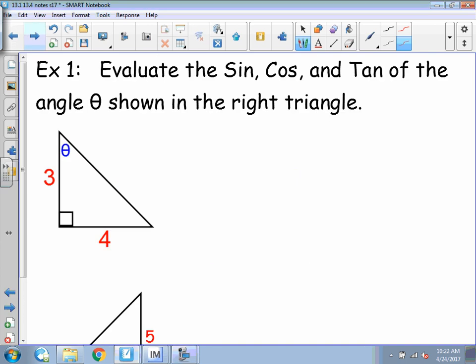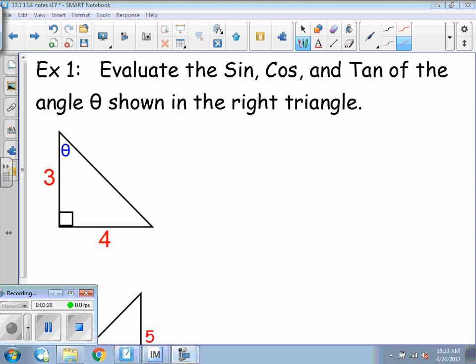So here's example 1. Now, in your homework, it's going to say find all 6 trig functions, but I specify I only want you to do sine, cosine, and tangent. It says evaluate the sine, cosine, and tangent of the angle theta shown in the right triangle. Now, we're not finding the angle. All we're doing is writing the sine, cosine, and tangent ratio of that generic angle. That's all we're doing. Okay?